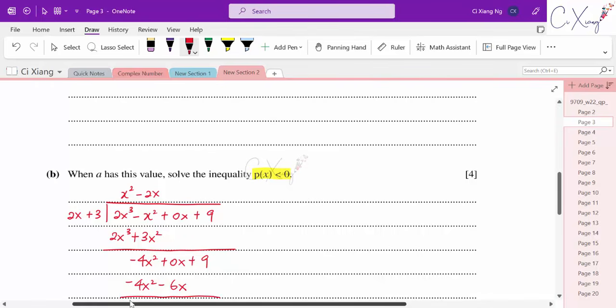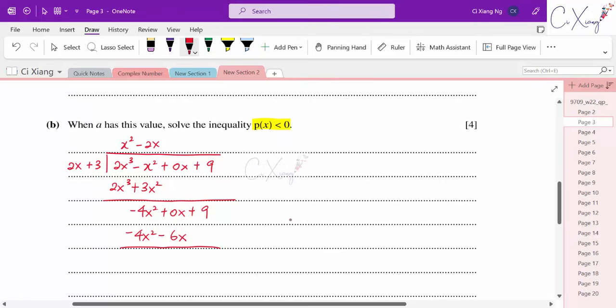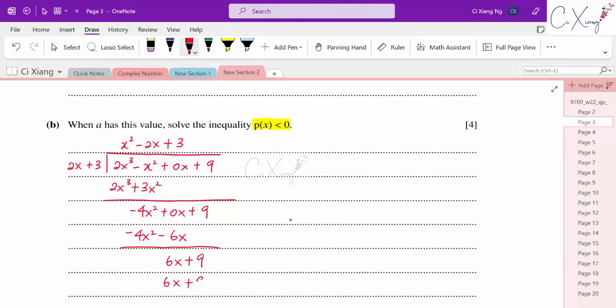And continue for the next one. Okay, so negative 4 minus negative 4 minus negative 4, I get 0, right? So 0 minus negative 6, I have 6x, then plus 9. So again, I'm looking for something multiplied with 2x to get a 6x. The something here should be a 3. So I'm having 6x plus 9.